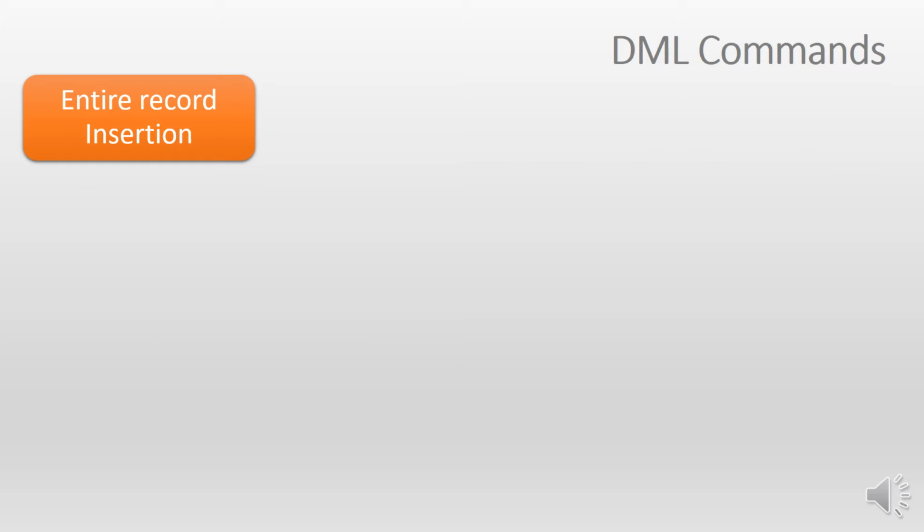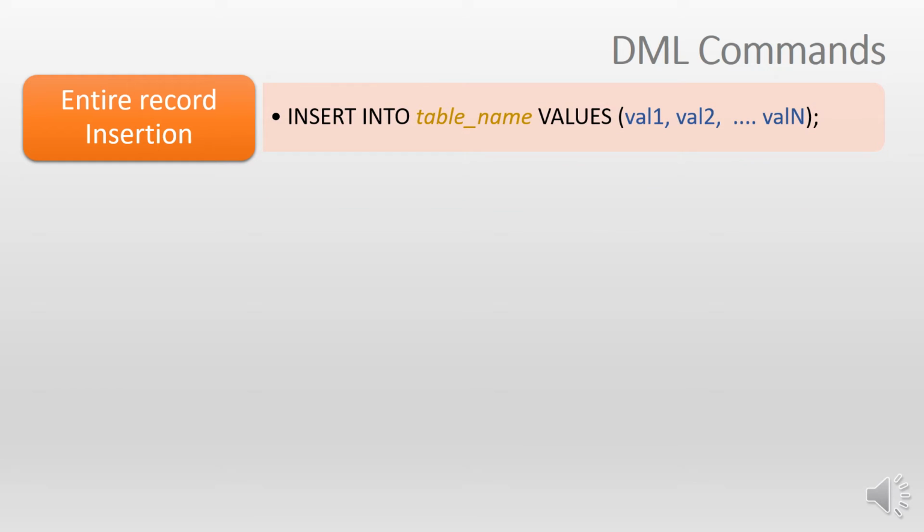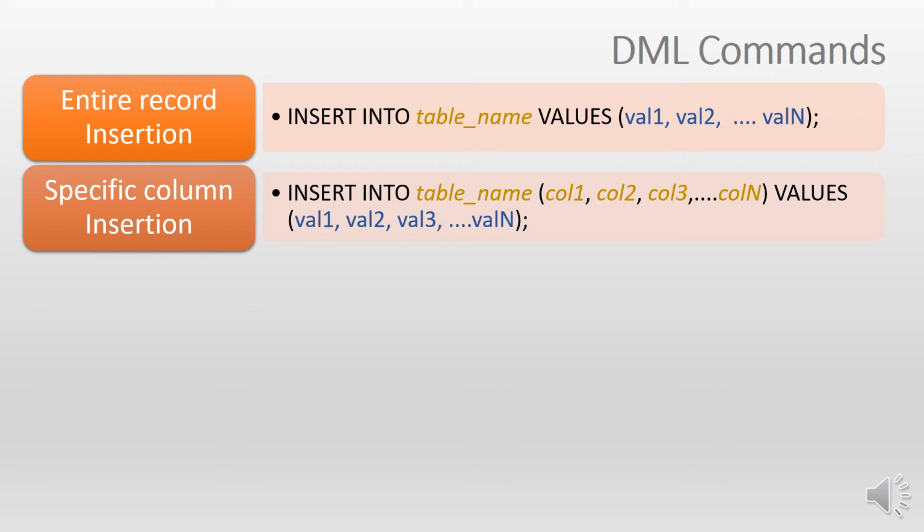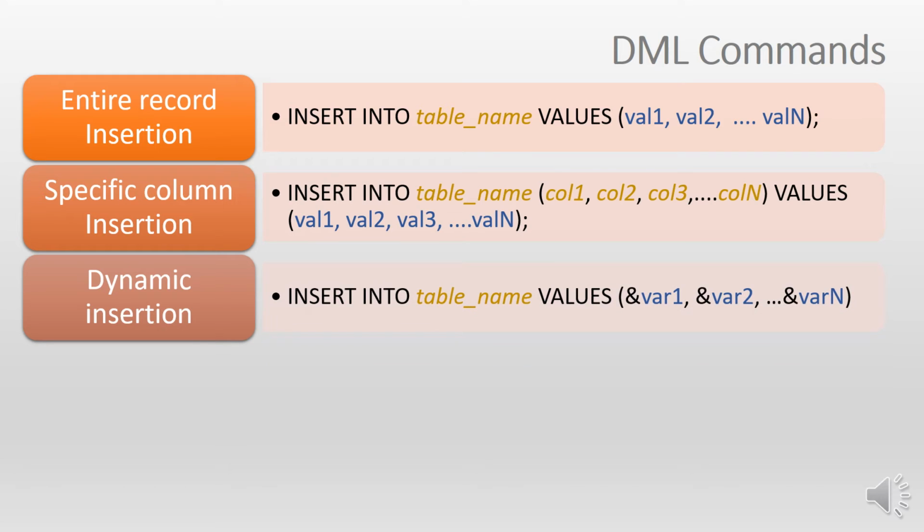To insert an entire record, insert into table name values. The number of values should match with the columns of the table. To insert specific columns, insert into table name, column names in any order, then values, a list of values can be provided. The value order and the column order should match. To insert values at execution time, insert into table name values, ampersand variable name can be given.